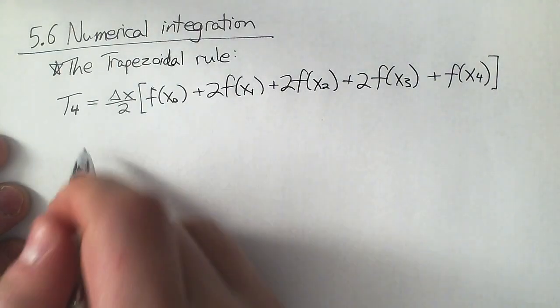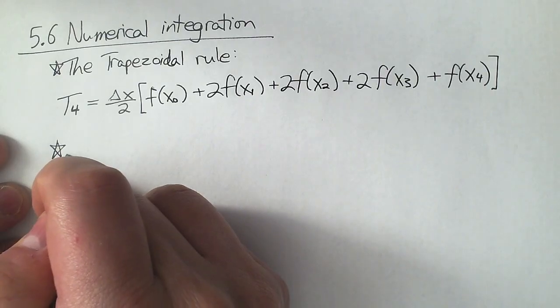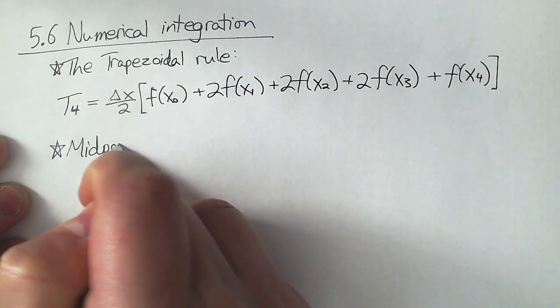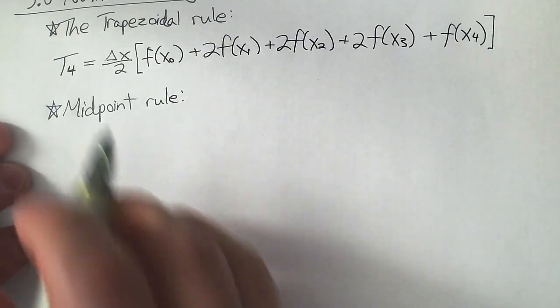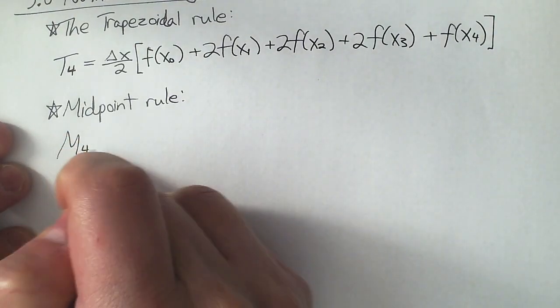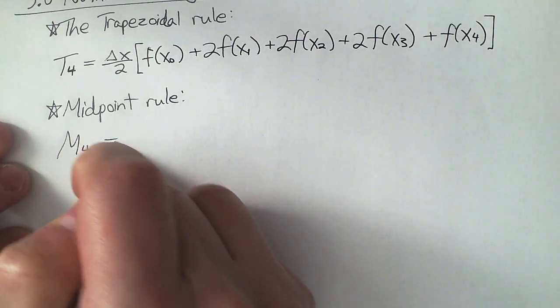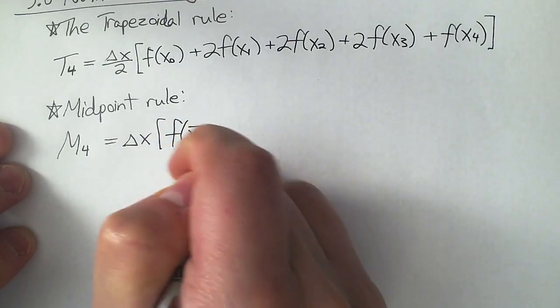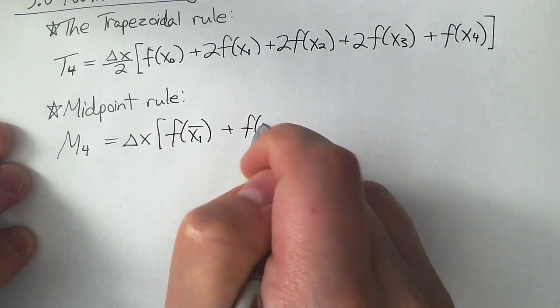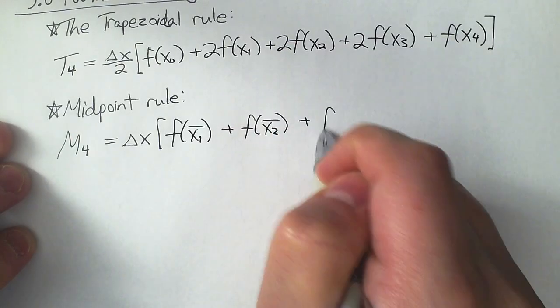And then next up was the midpoint rule. So I'm sticking with the n equals 4 version right now. So this has delta x times f of x1 bar plus f of x2 bar, and so on.